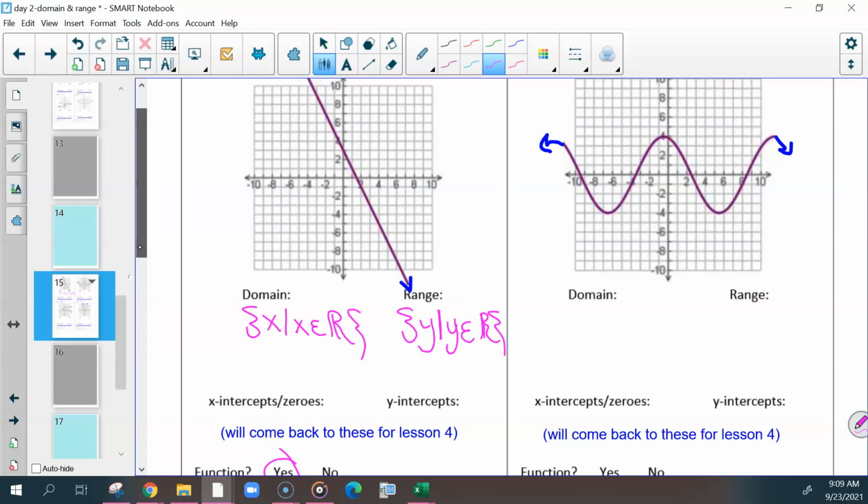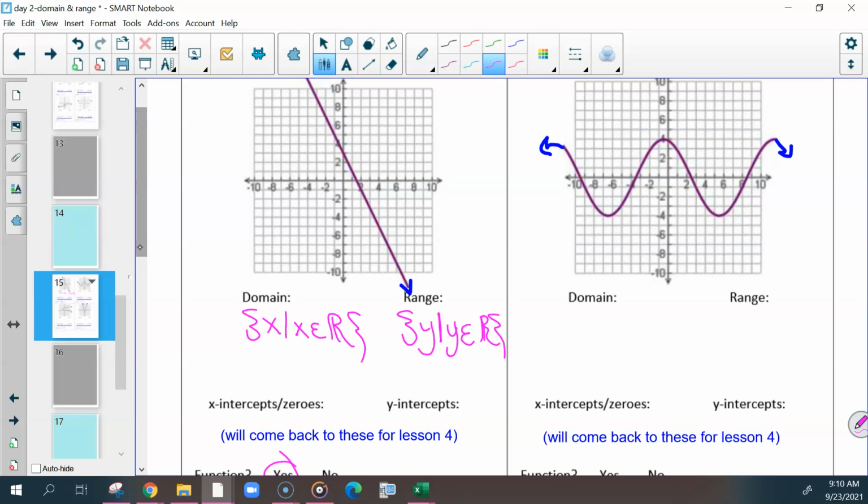Now let's look at this one. For this domain, I see that it's kind of repeating this pattern. And these arrows kind of mean it's going to keep doing that same thing. So what would your domain be? It's going to both negative and positive infinity. So this would again be all real numbers.